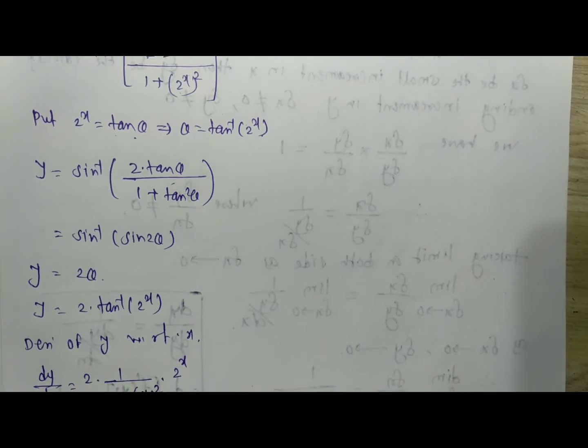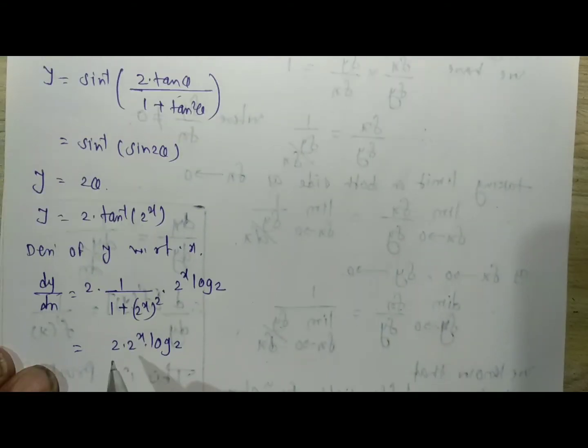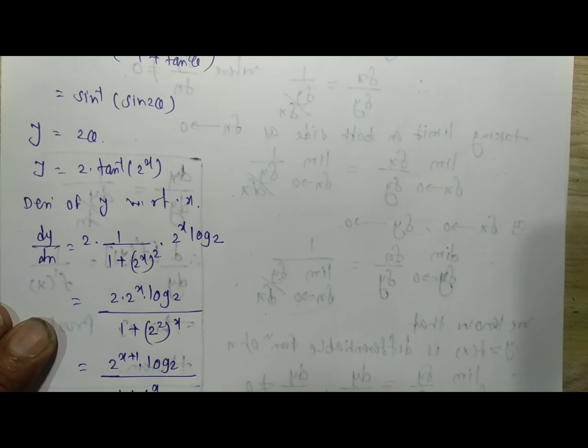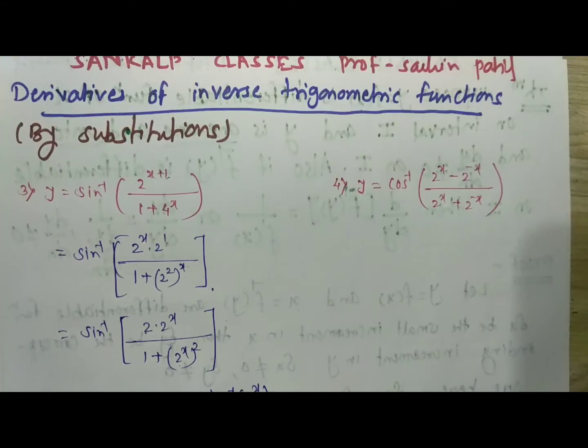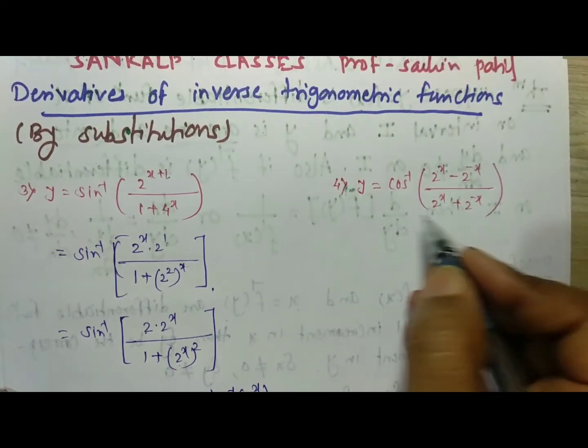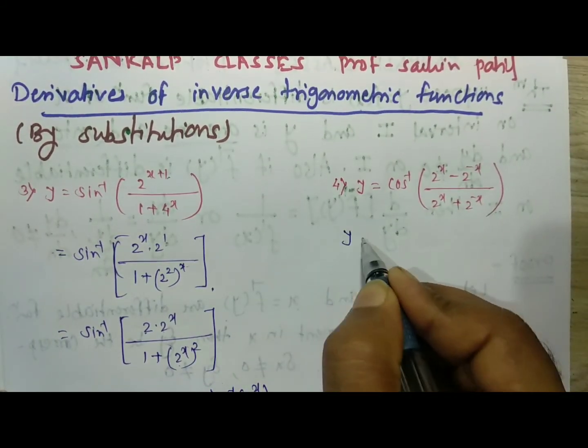2 raised to x into log 2 is here. And therefore, you will get the consideration of 2 into 2 raised to x into log 2 divided by 1 plus 2 raised to x is here, and 2 raised to x plus 1 into log 2 divided by 1 plus 4 raised to x, and this is the derivative of that function. Similarly, we can find out the derivative of this consideration like that one.